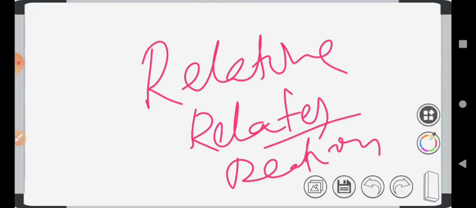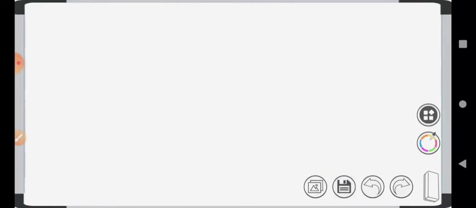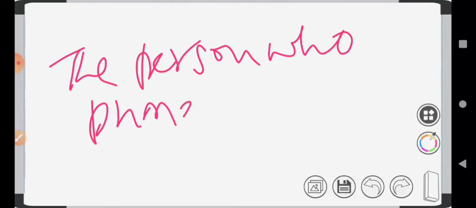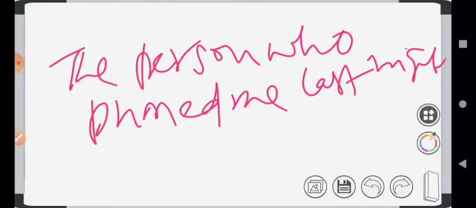That means it is the pronoun. For example, it relates to the word, so it is a relative clause. For example, the person who phoned me last night. Phoned is the main verb, in simple past tense. Already this action has been completed. The person who phoned me last night, this is the relative clause.